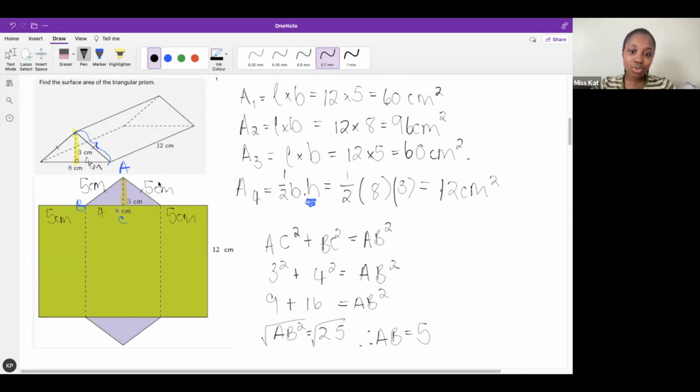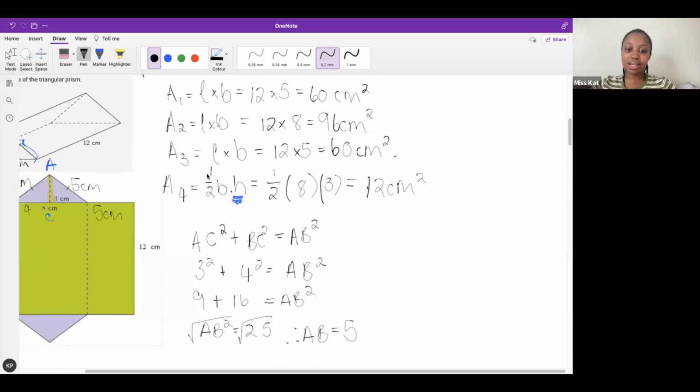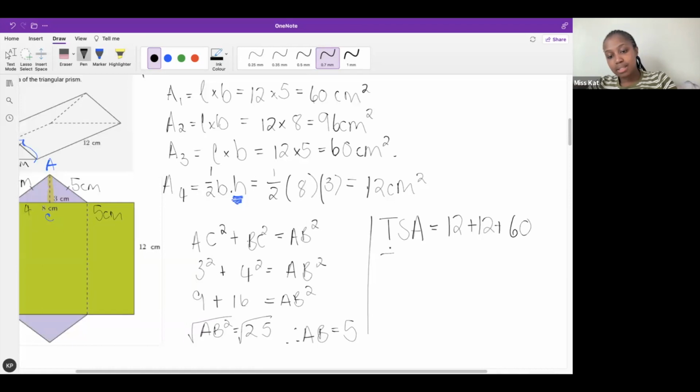Times it by 2. So at the end, when we say, I'm going to do this to try and make some sort of, that was hectic. Guys, that was my attempt at drawing a straight line. There we go. So then, TSA, which is total surface area, equals 12 plus 12, unless you already times it by 2 up there, plus 60, plus 60, plus 96.